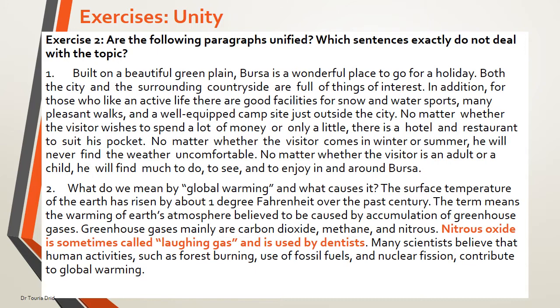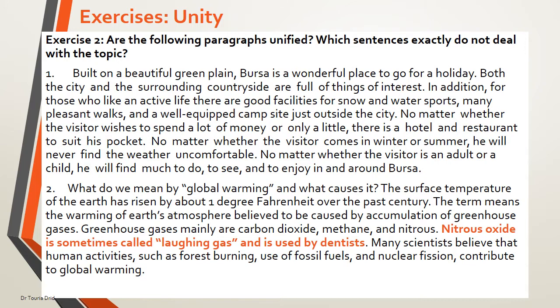We take the second paragraph. What do we mean by global warming and what causes it? Here we expect the discussion to be about the meaning of global warming and its causes. The surface temperature of the Earth has risen by about 1 degree Fahrenheit over the past century. This is related to what global warming is. Relevant. The term means the warming of the Earth's atmosphere believed to be caused by accumulation of greenhouse gases.